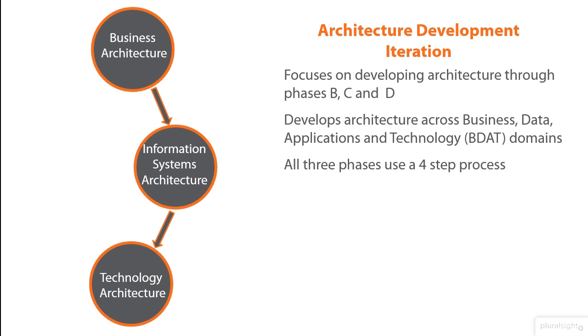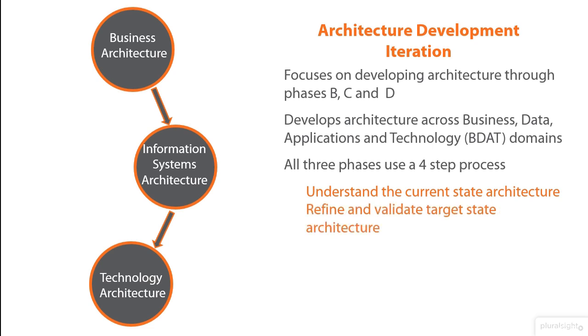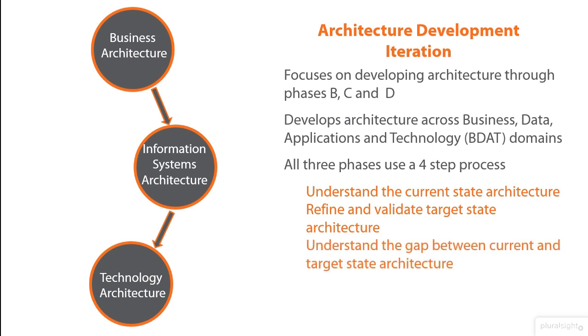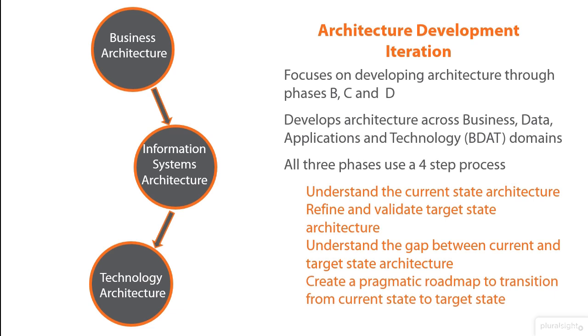Number one, comprehending the current state architecture of the domain. The second step being articulating a refined and validated target state architecture of the domain. And the third step is understanding the gap that exists between the current and target state architectures. And the fourth step is to create a pragmatic high-level roadmap to go from current state to a target state architecture. Now let's look at each of the phases individually.